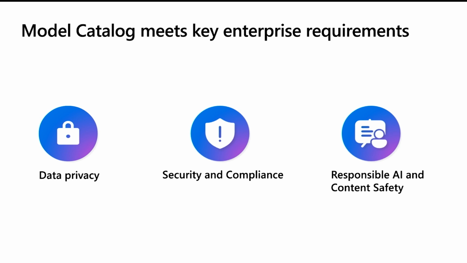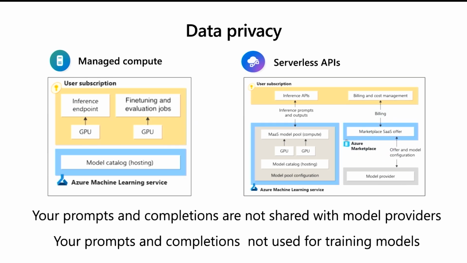So let's talk a bit about how we ensure that the data privacy and security compliance needs are met. As I mentioned, there are three pillars to this: one is data privacy, second is security and compliance, and the third is responsible AI and content safety. Talking about data privacy, for both managed compute and serverless APIs, your prompts and completions are not shared with the model provider. They are not used for training the models. No data is shared for training or with the model provider, so you can be assured that the AI platform makes sure that your enterprise needs for data privacy are met.